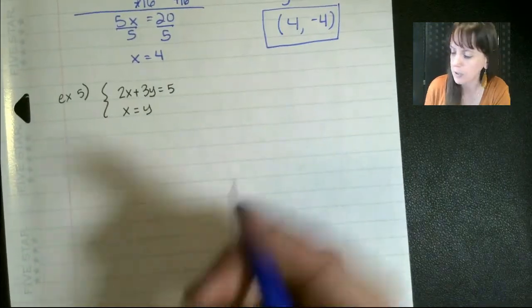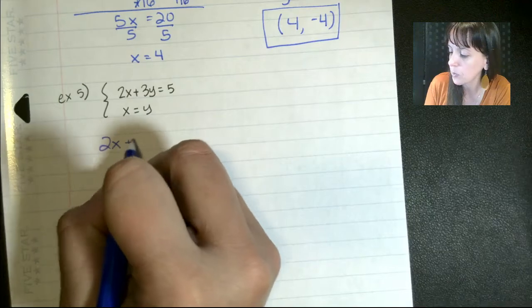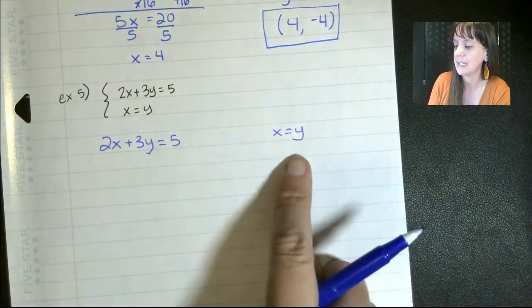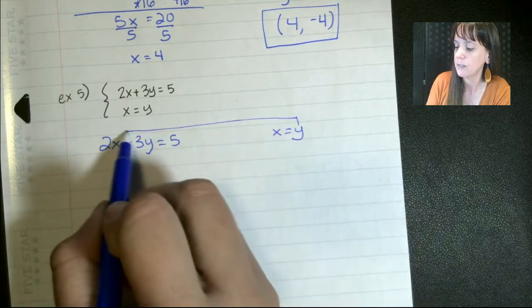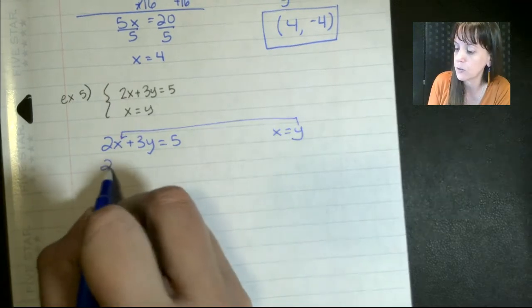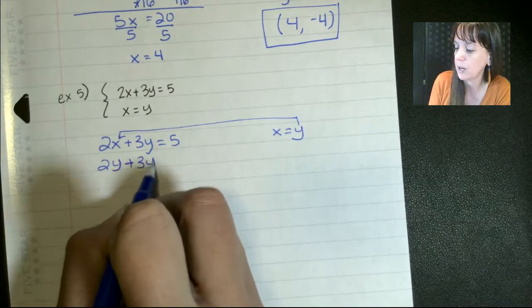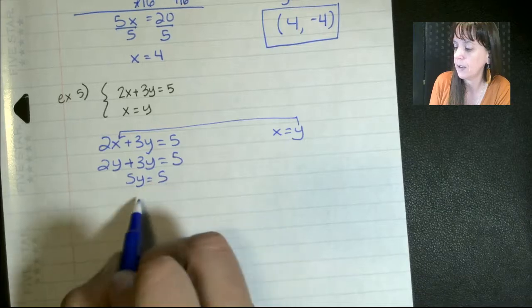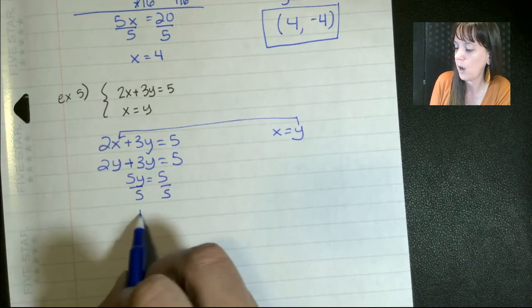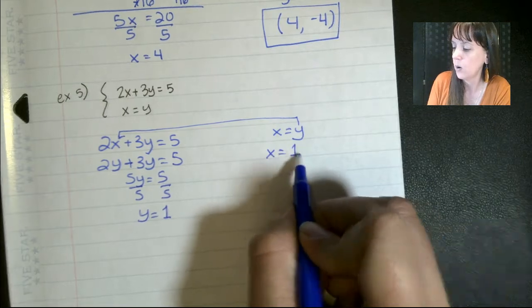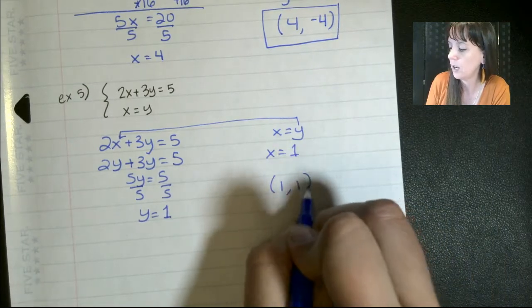All right, last one for the examples. 2x plus 3y equals 5. X equals y. Well, that's easy. For x, I'm going to take this over here and plug it right back into there. So x and y are the same thing, so I can just change it out. 2y plus 3y equals 5. 5y equals 5. Divide both sides by 5. I get y equals 1. Go ahead and plug that in over here. I get x equals 1. So my solution is 1 comma 1.